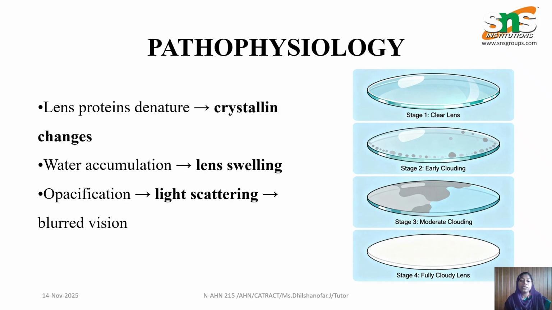Then coming to the pathophysiology, first the lens protein gets denatured, then water accumulation will happen, then opacification. Opacification is nothing but a cloud-like appearance that occurs in the lens. Due to that, blurred vision will happen.